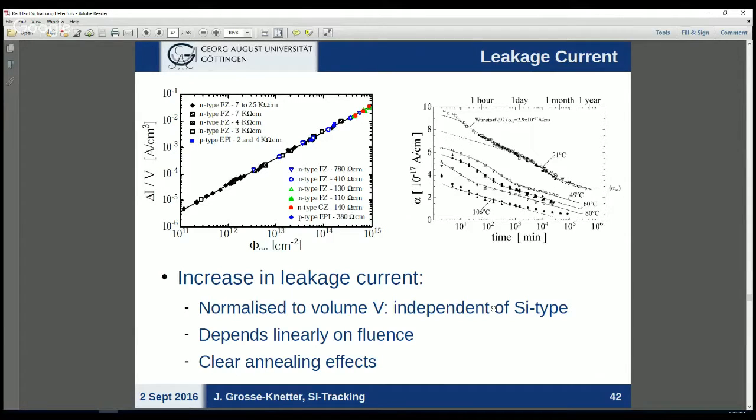So first effect, increase in leakage current. Well, obviously, the more inner band gap states that you get, the more leakage current you will get. So more or less the leakage current rises with the fluence, so normalized to the 1 MeV neutron equivalent. And that works for various types of silicon material in the same way. Now, that's of course bad. We have to come up with means to compensate the current.